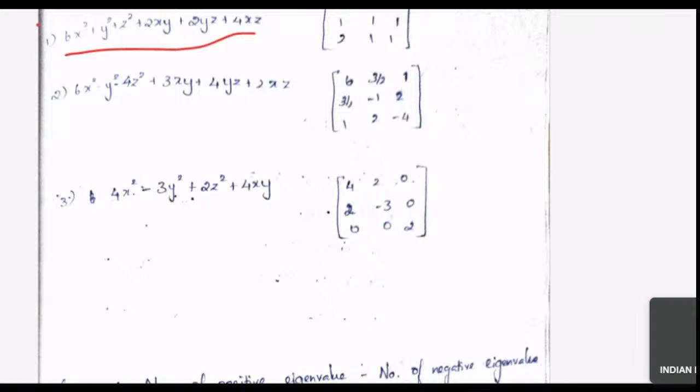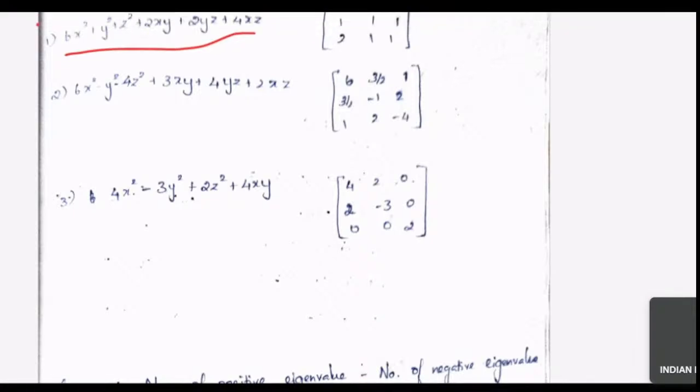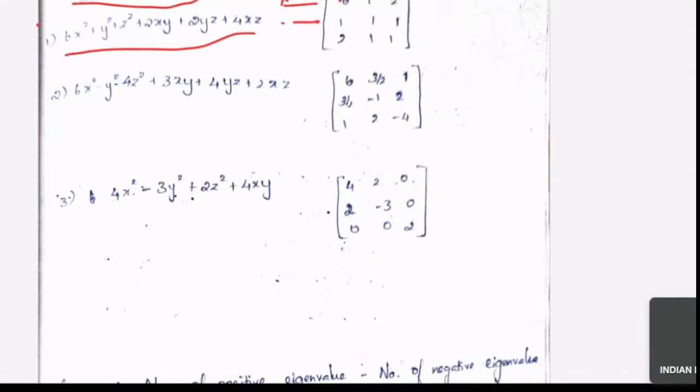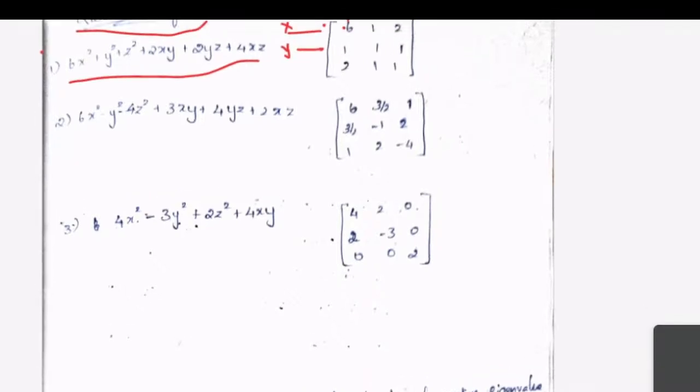Let us assume this row as x, this column as x, this row as y, this column as y, this row as z, this column as z. So x square, 6x square: in the x square position we substitute 6, and in the y square position the coefficient is 1, and in z square the coefficient is 1. For the other terms we have to divide by 2.